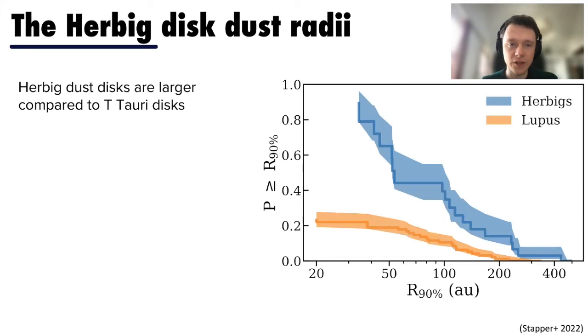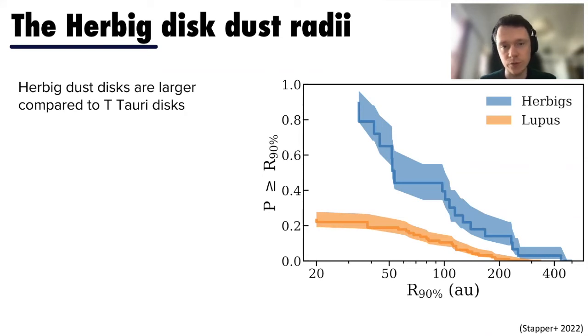We can also do something similar with dust radius. Here you can see a cumulative distribution for the dust radii. Because quite a few of the disks in Lupus are unresolved, we can clearly see that most Herbig disks are larger than the T Tauri disks.